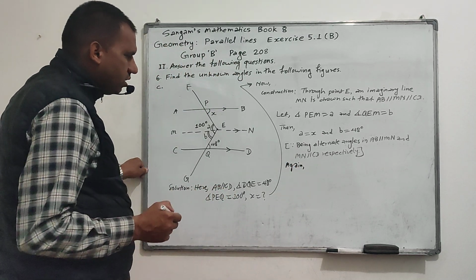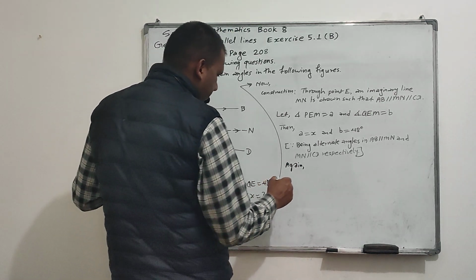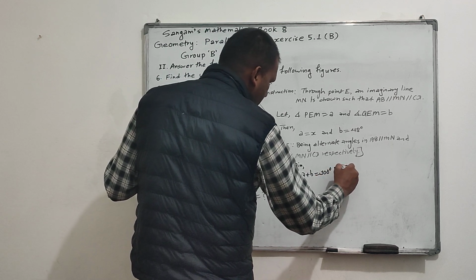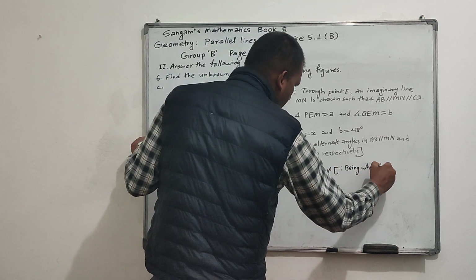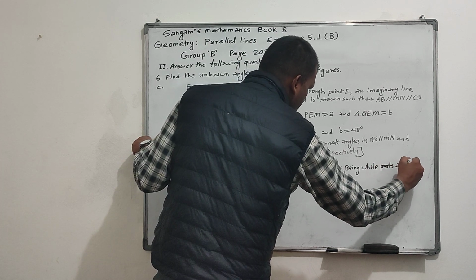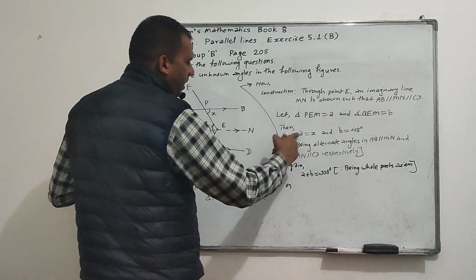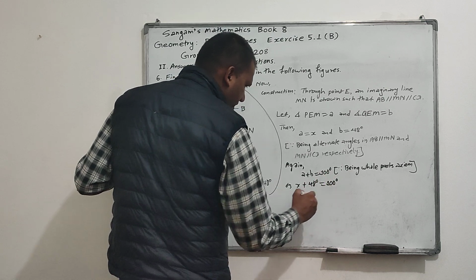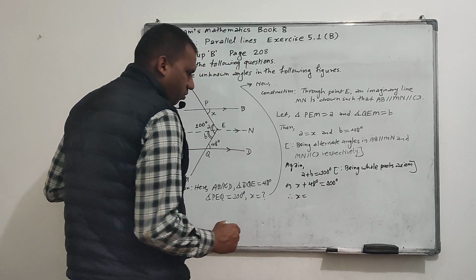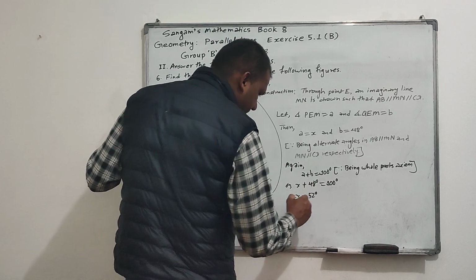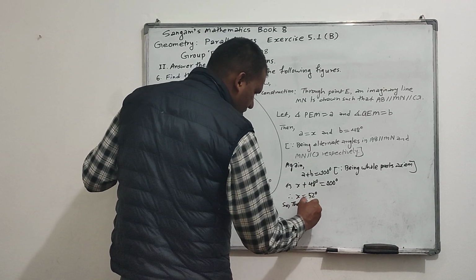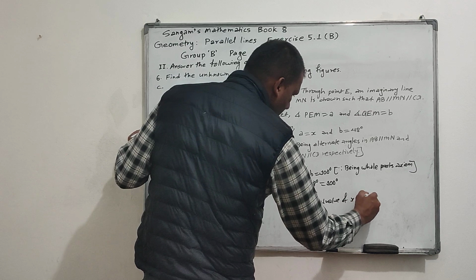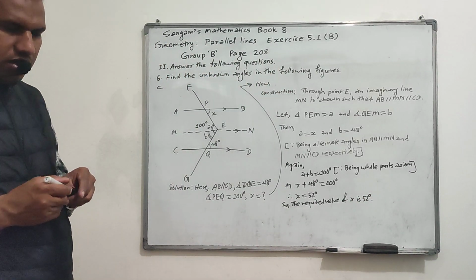Again, this 100 is the sum of A and B, so we can write A plus B equal to 100 degree, because being both parts axiom. Value of A is x, value of B is 48, x plus 48 equal to 100 degree, therefore x equal to 100 minus 48, that is 52 degree. So the required value of x is 52 degree. This is the answer.